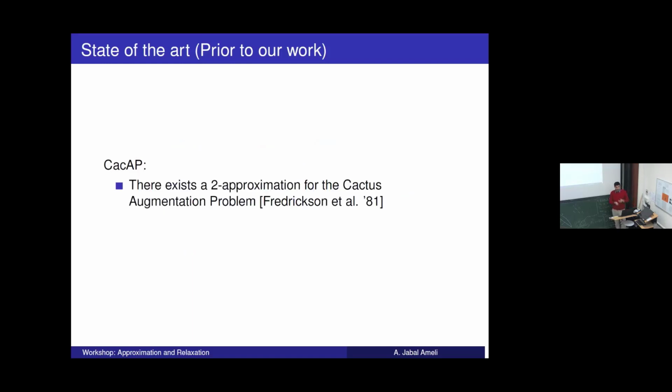In 2018. However, for the cactus augmentation problem, the situation was entirely different. Nothing better than a 2 approximation was known, and there were various ways to obtain a 2 approximation. One of them was again the approach of Frederickson and JaJa.